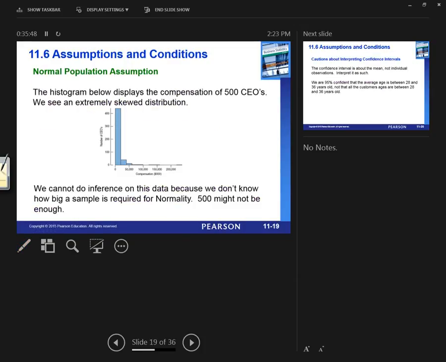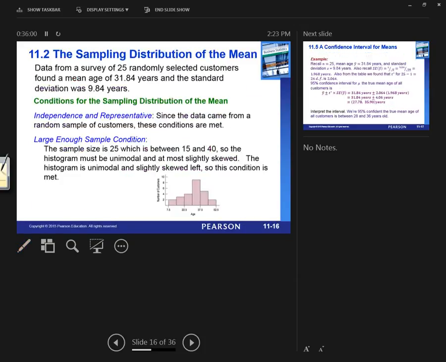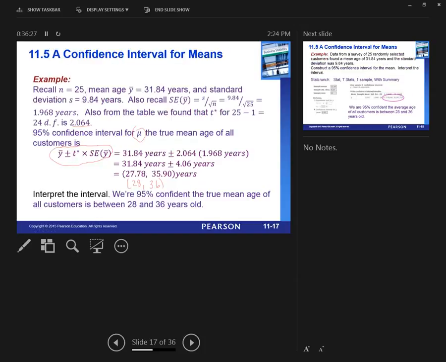All right, you got to be careful. This doesn't mean that all the customers are within this age. When we looked at the histogram, we saw some were very young. If you look down here, we've got some between 7.5 and 15 years old. So not all the ages are between 28 and 36, okay? But we think the mean is somewhere between here and here. So that's where we think the average age is, between 28 years old and 36 years old, not all the customers. All right, so you got to be careful in your interpretation.